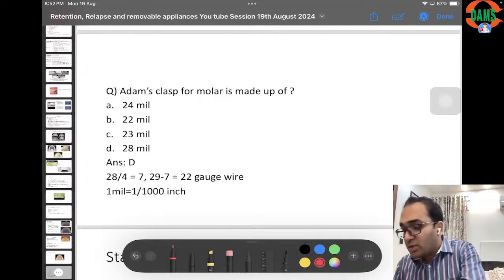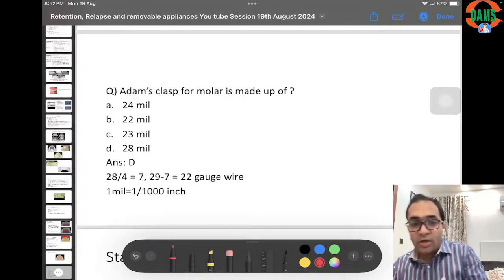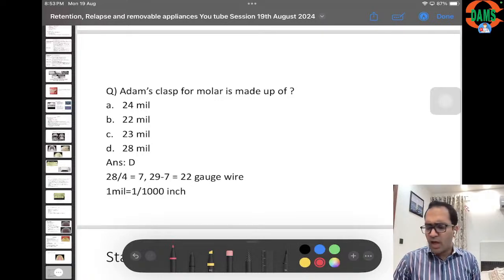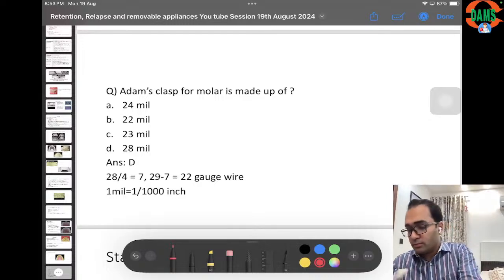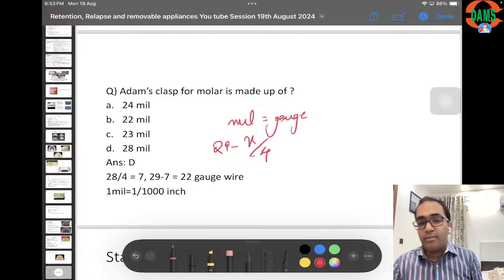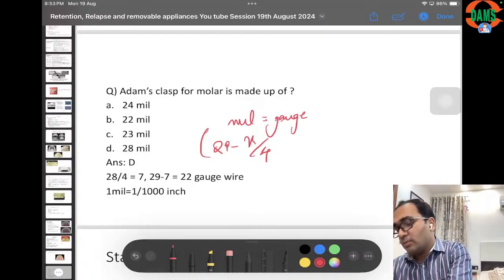Another conversion is from MIL to gauge: you divide the value by 4 and subtract it from 29. So here, 28 divided by 4 is 7, and if we subtract that value from 29, we get the gauge of that value. So the MIL to gauge conversion is: divide the value x by 4, and then subtract that value from 29. That is the formula which you get.